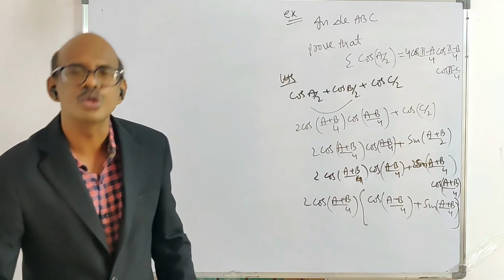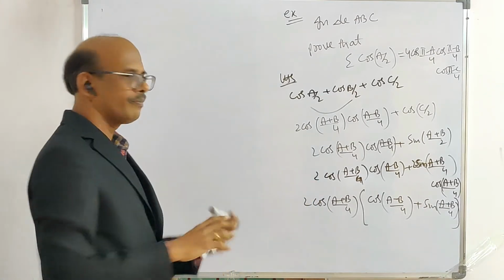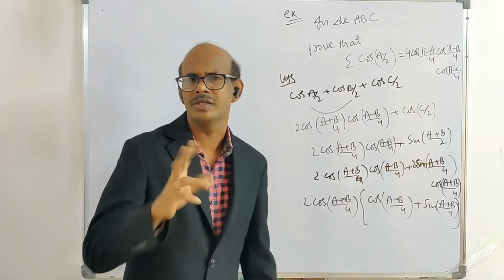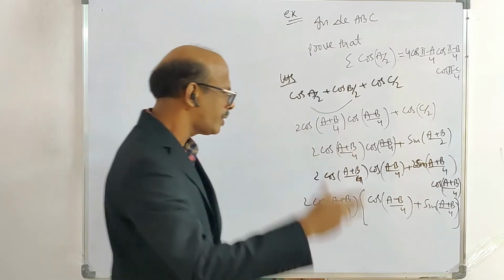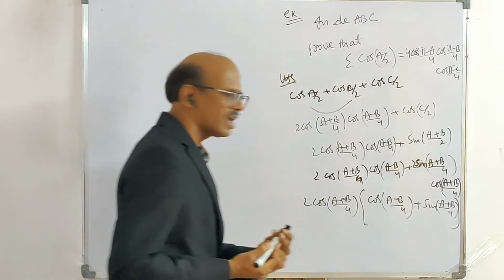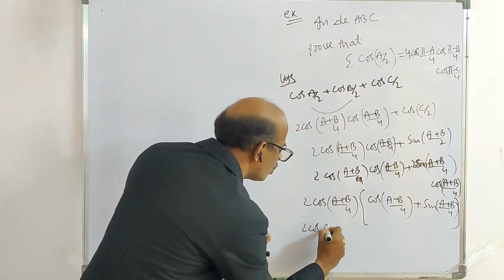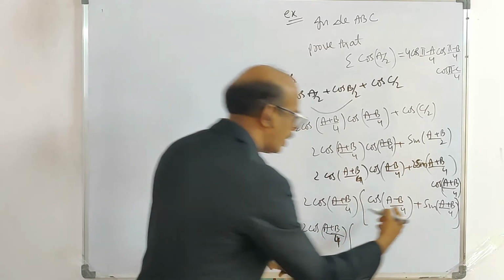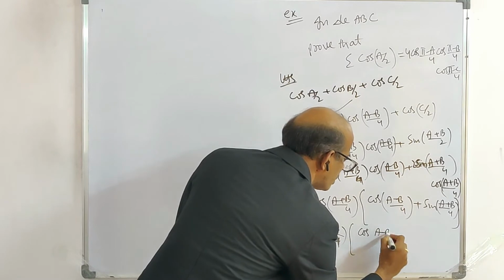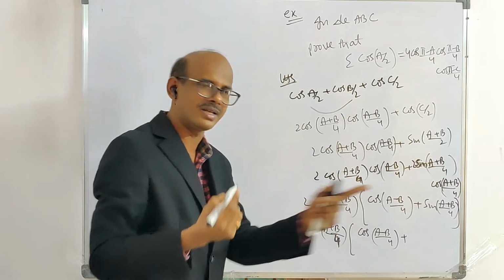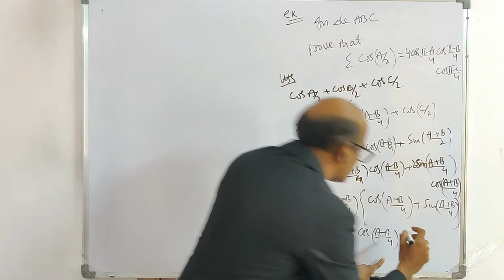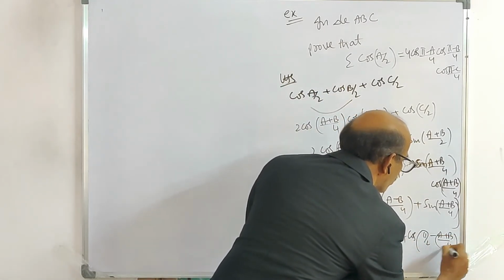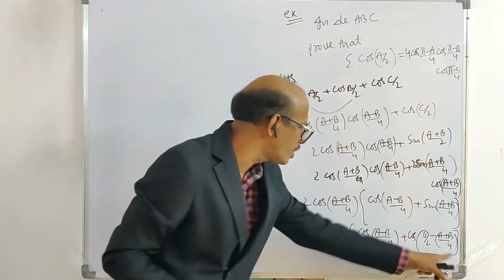Next step, how to tackle the balance here. By knowing the transformation formulas, there are four: sin c plus sin d, sin c minus sin d, cos c plus cos d, cos c minus cos d. But here there is one cos and one sin, so it is difficult to prove. Therefore my suggestion is to keep cos as it is. Now I convert sine in terms of cos: cos 90 minus theta is sin theta. So cos of (pi/2 minus (a plus b)/4). Nothing wrong here.